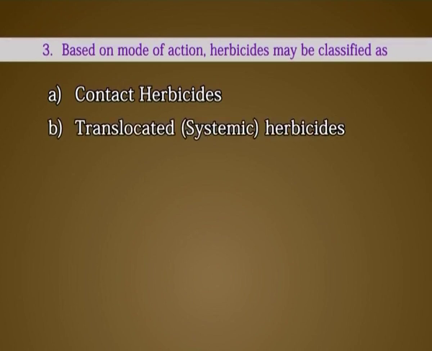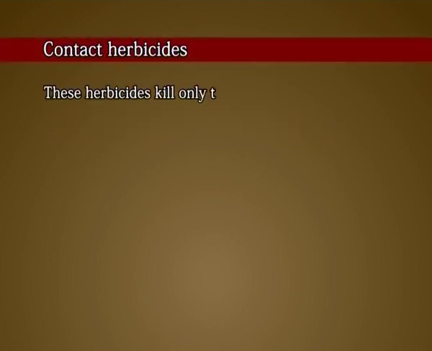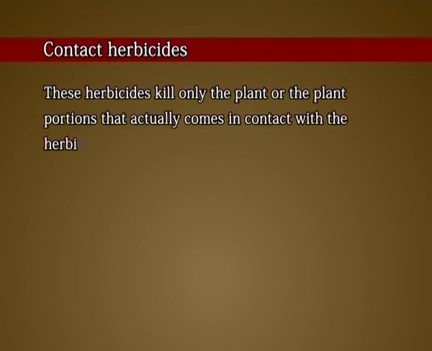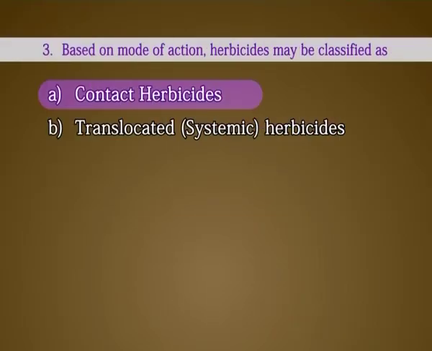Number 3, based on mode of action, herbicides may be classified as A, contact herbicides, and B, translocated, which is also known as systemic herbicides. So let us discuss first A, contact herbicides. These herbicides kill only the plant or the plant portions that actually come in contact with the herbicide. It is effective only when it covers the whole foliage. Selective as well as non-selective herbicides come under this category. Example, paraquat. In B, translocated herbicides.